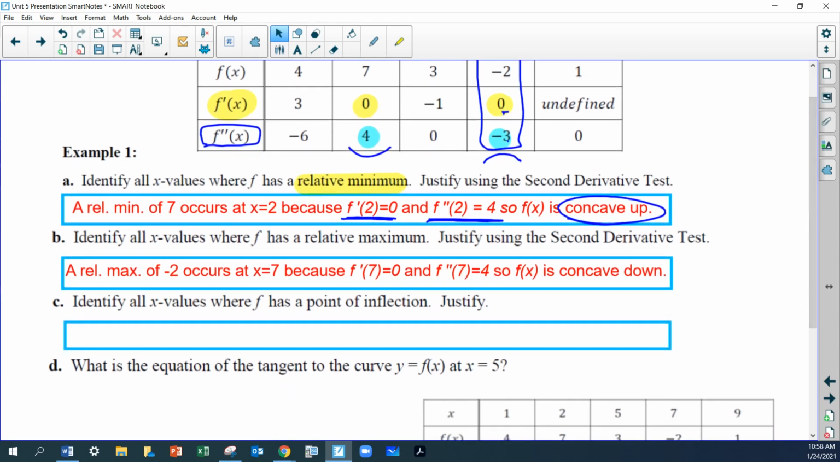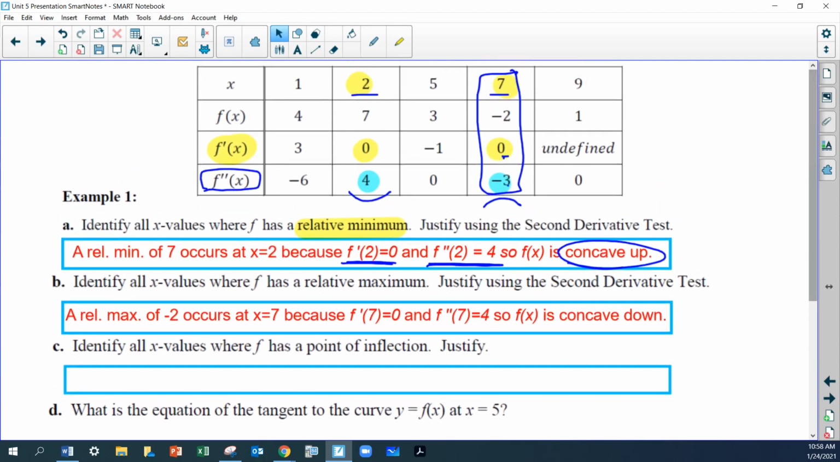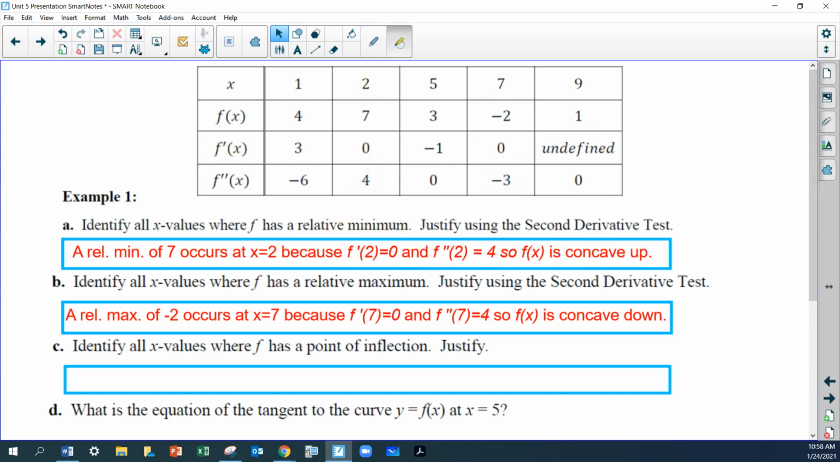Identify all the x values where f has a point of inflection. Can I get that off the chart? Yep, I should be able to get that off the chart. I'm going to clear my ink, and now what I'm going to focus on, if I'm working on points of inflection, is that it comes from the second derivative. And I have to have sign changes for second derivatives in order to get a point of inflection. We need to change from concave up to concave down, or vice versa. A point of inflection occurs at x equals 5 because f double prime changes sign at x equals 5.